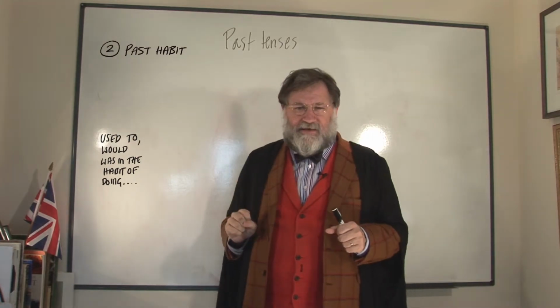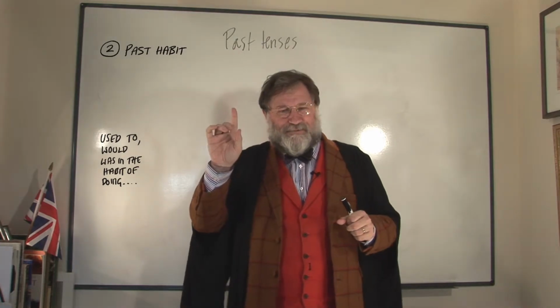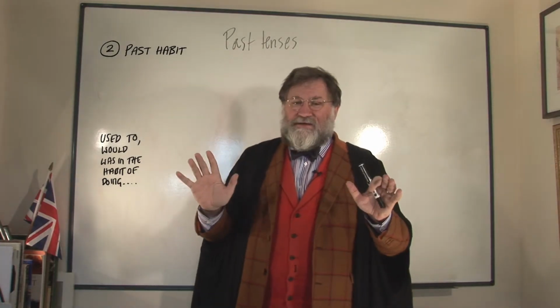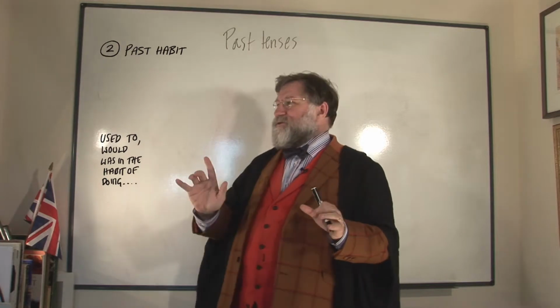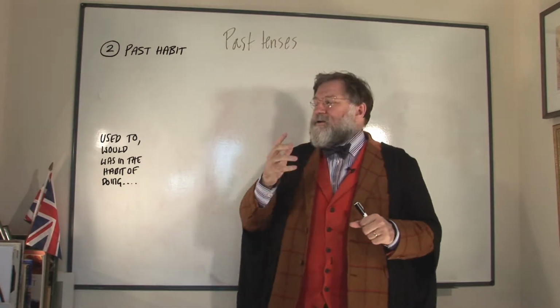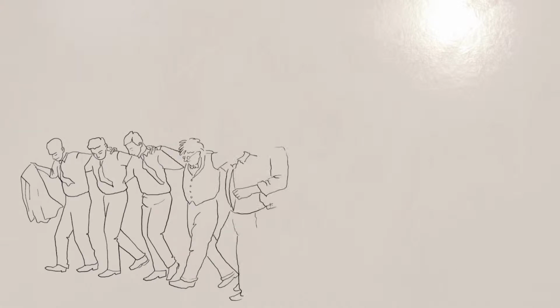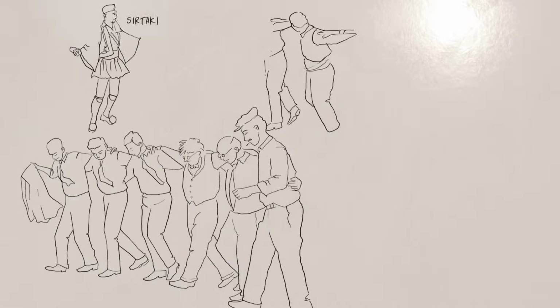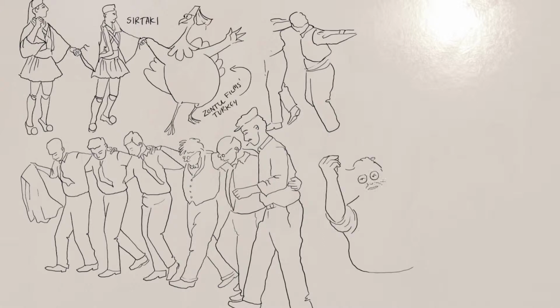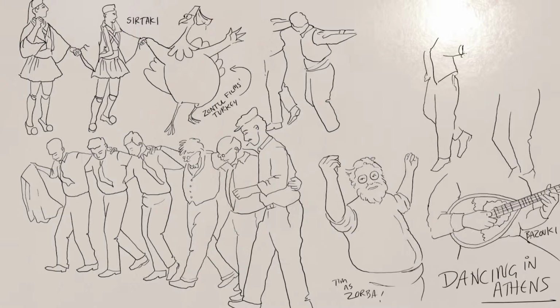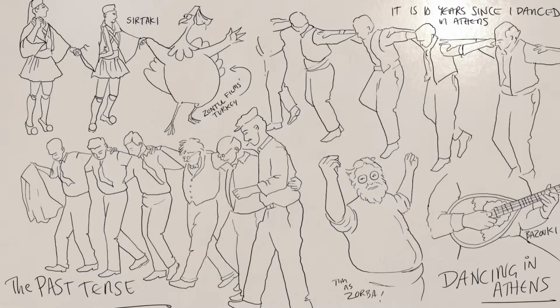I don't really like smoking. That's the present participle. I never smoked. That's the past simple. I do not smoke. That's the present. Now, let's give you some other better examples. When I was in Athens, I danced every night. When I was in Athens, I used to dance. I was in the habit of dancing every night in Athens. It's 10 years since I danced in Athens.